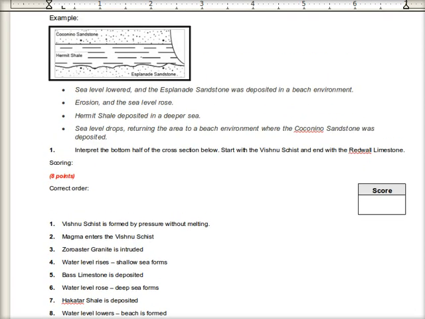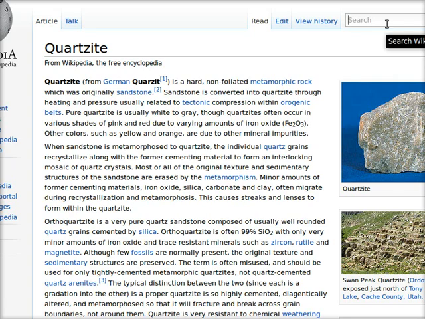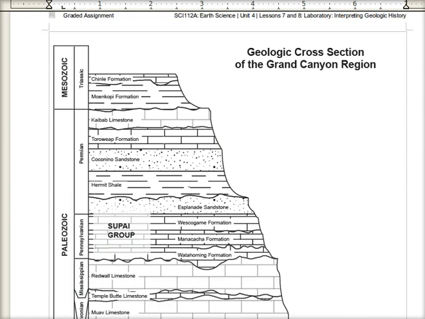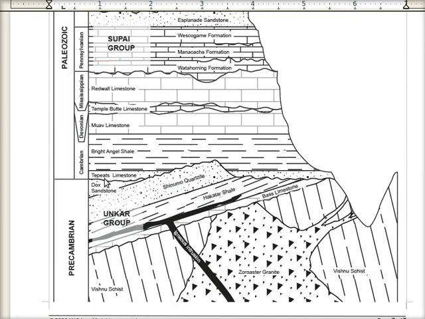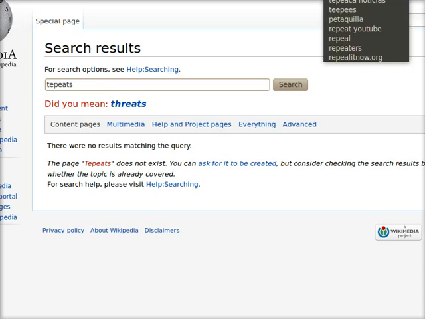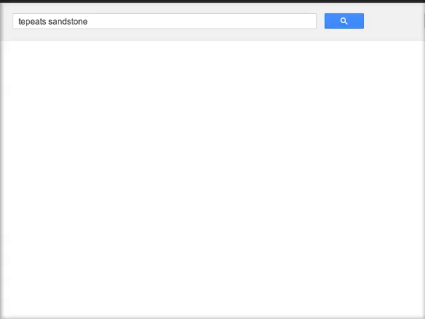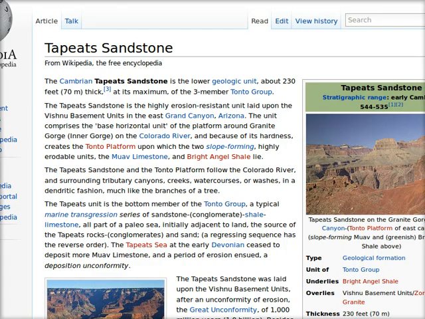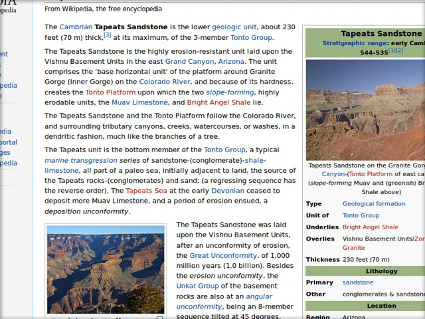Okay, back to Wikipedia. So we were going to look up T-Pete's, right? Does it have it? Do you know what that is? I'm thinking that this is a typo and it should be T. Pete's sandstone. Wikipedia doesn't have it. So I'll Google this sucker. Oh, look at that. It does have it. T. Pete's sandstone. So T. Pete should be sandstone, and they got it wrong.